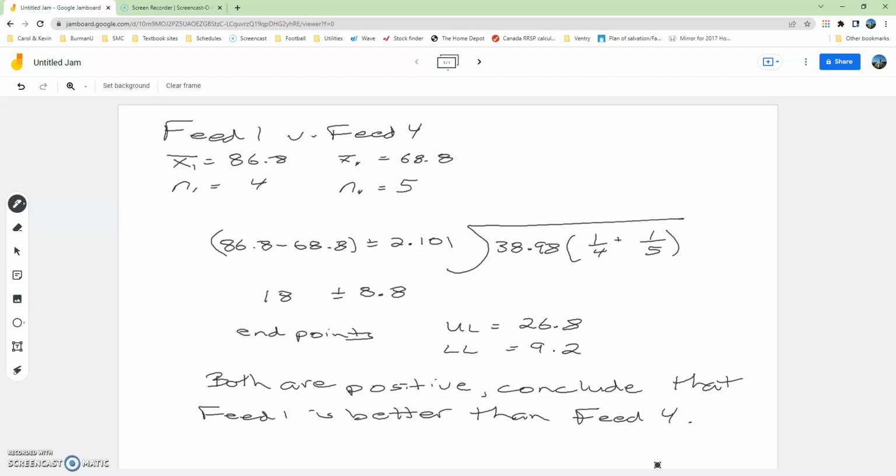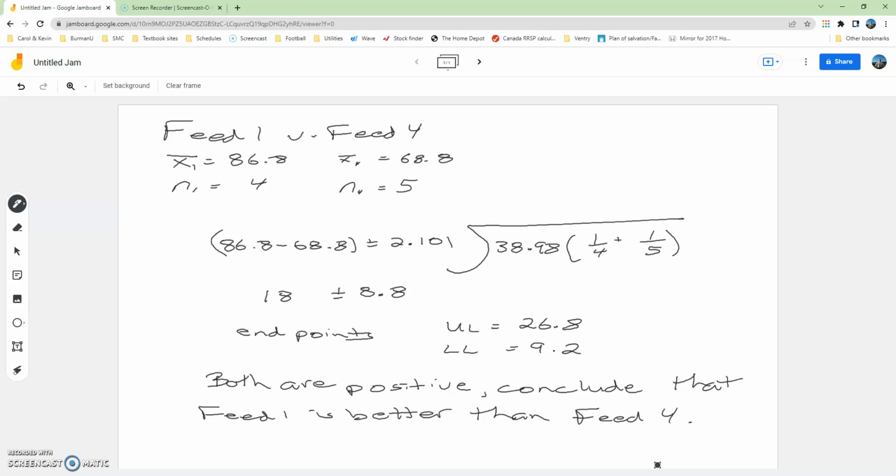Feed 1 is going to outperform feed 4 anywhere from 9.2 kilograms to 26.8 kilograms. Somewhere in there is a true population difference. Because both endpoints are positive, we can make that conclusion. If they were both negative, we can make the same conclusion. We'll see in the next example that if one of the endpoints is positive and one of the endpoints is negative, we can't make this same conclusion.